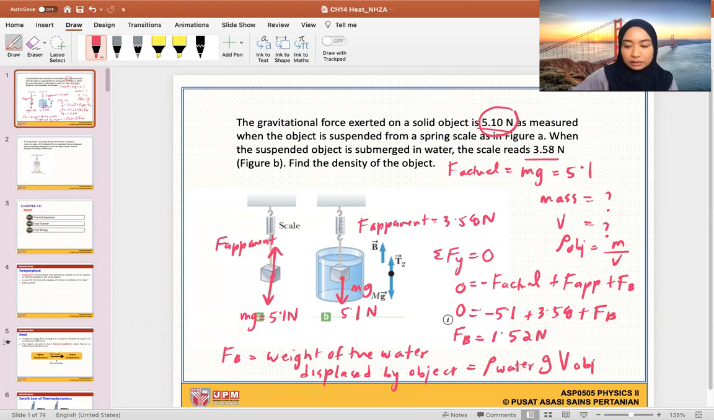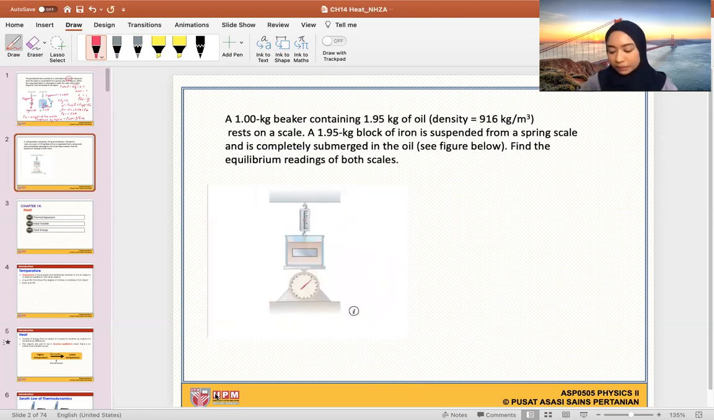So a scale always detects F apparent, okay? And the scale is in equilibrium with the object, so F net is equal to 0. Something is acting on it, and you have to figure out why. I hope that was clear. It's a pretty confusing concept, but I hope I made it clear for you guys. If you have questions, you can interrupt me.